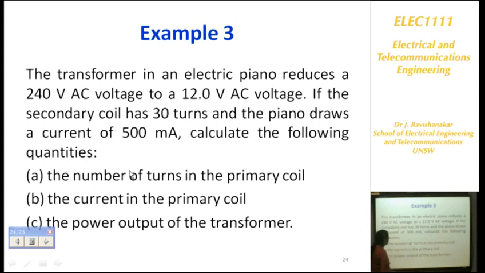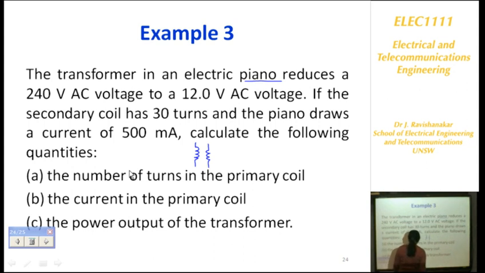Okay, now this is again a simple problem. So how do you draw the circuit? The transformer in an electric piano. So there is the electric piano in the transformer. So therefore the load to the transformer is a piano. So it reduces the 240 volts to 12 volts AC. So what happens here? We have a transformer.